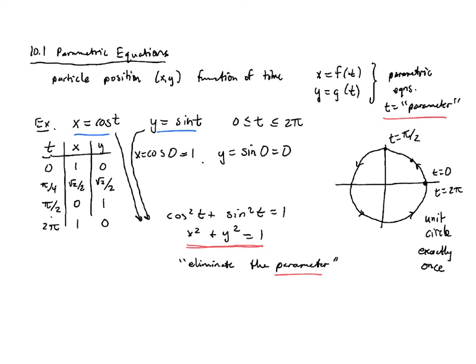Let's see another example of this. This next example is going to look very similar to the previous one. We'll have x equals 1/2 cosine theta and y equals 2 sine theta, and I'm going to consider the range of values 0 less than or equal to theta less than or equal to pi. And notice I'm using the Greek letter theta here instead of the regular letter t.